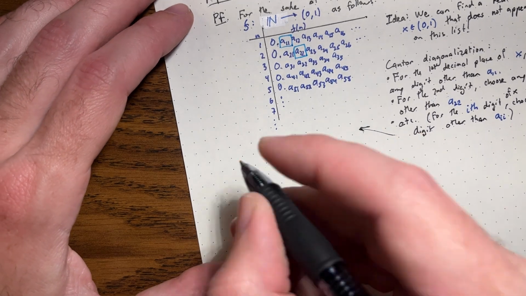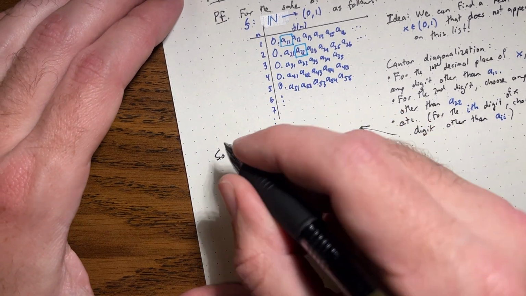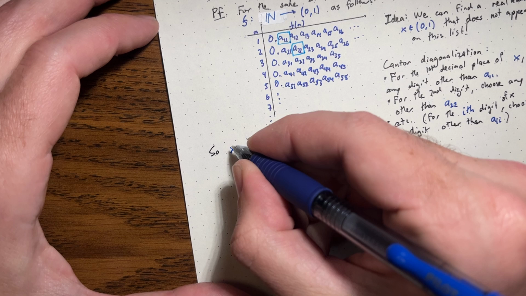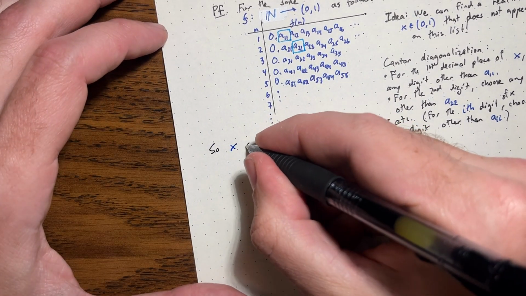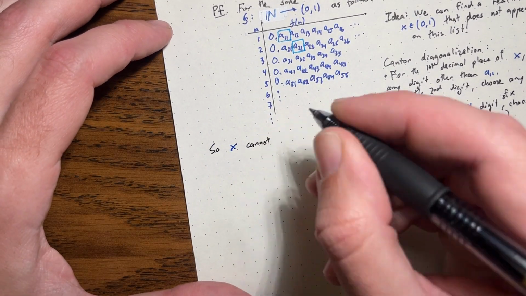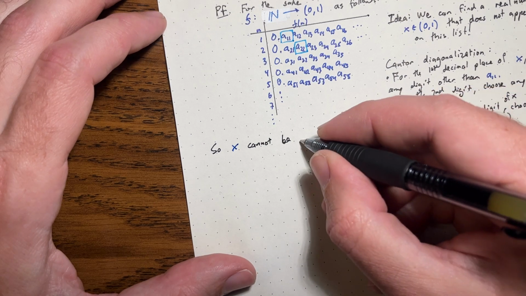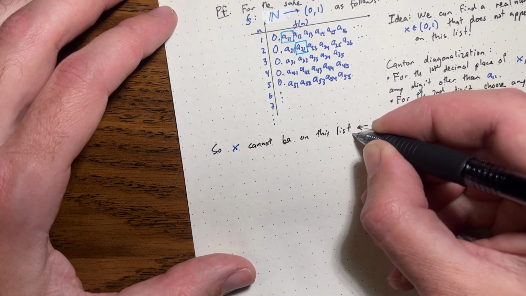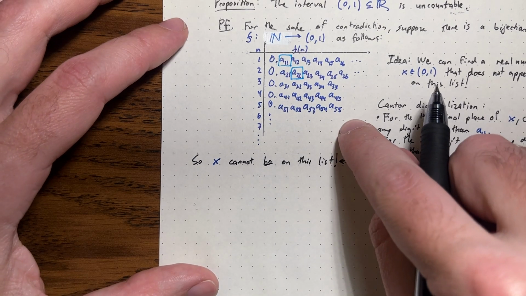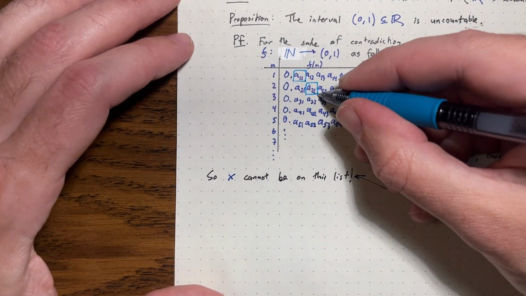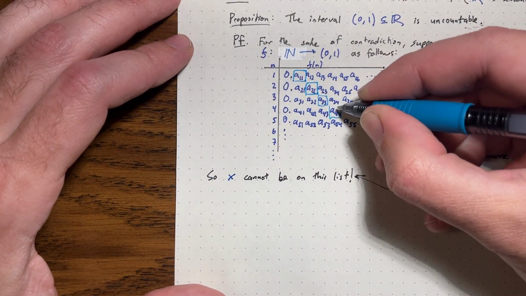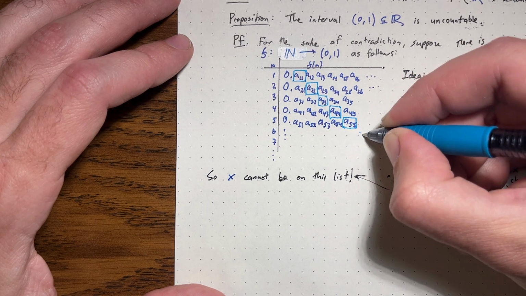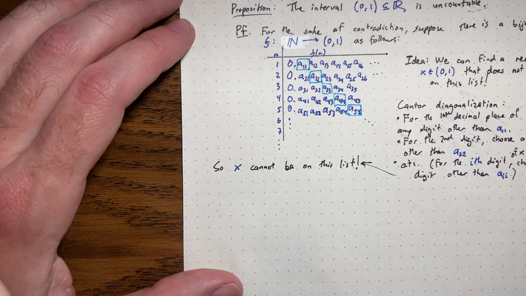So x cannot be on the list. Let's really convince ourselves of that. This is a somewhat tricky argument. So it cannot be on this list. Very clever argument as well. And again, we're going down like this. This is a digit we're altering. Why can't x be on this list?